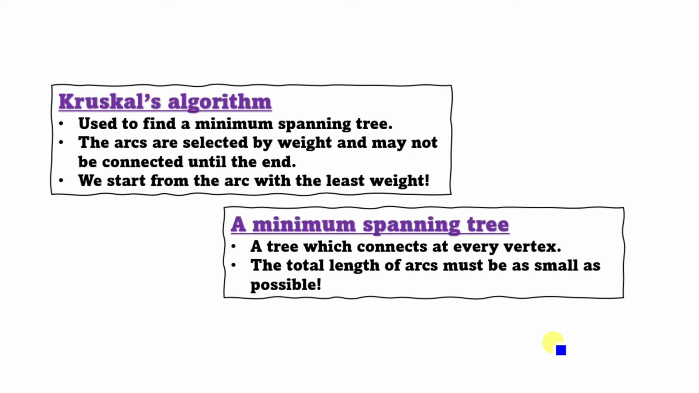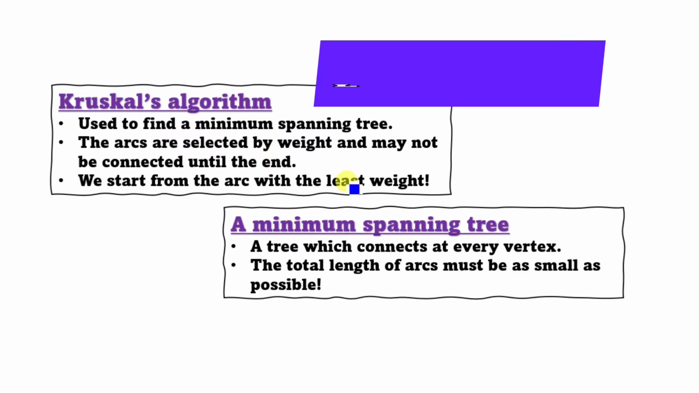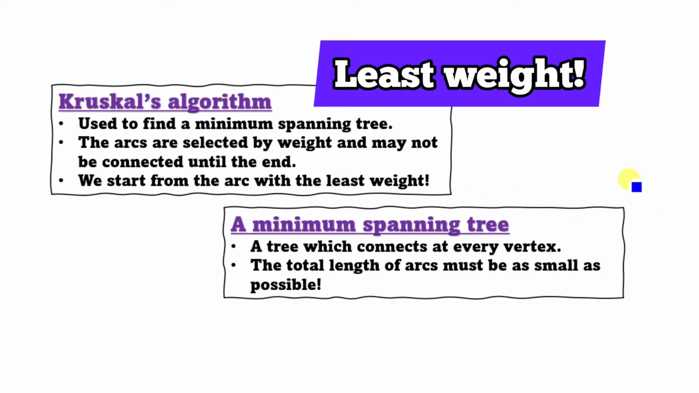Now looking at Kruskal's algorithm, the arcs are selected by weight and may not be connected until the end. So we're just going to firstly order every single arc from a graph from the smallest value to the biggest. And then when we start the algorithm, we always start with the least weight. Okay, so that's pretty much the summary of it.